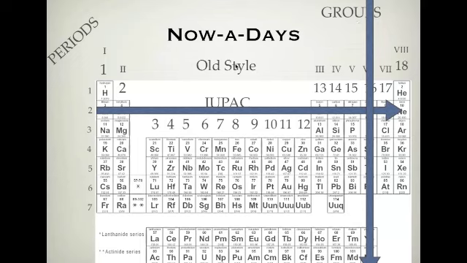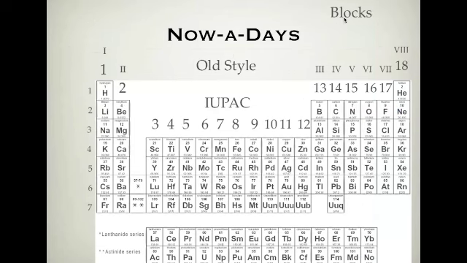That's the old style. So if you take, for example, silicon, it's in group 4 in the old style, and it's in period 3. So you'd expect it to have 3 shells, and you'd expect it to have 4 electrons in its outside shell. We're going to do a couple of examples on that in a second, but this is the periods and the groups.